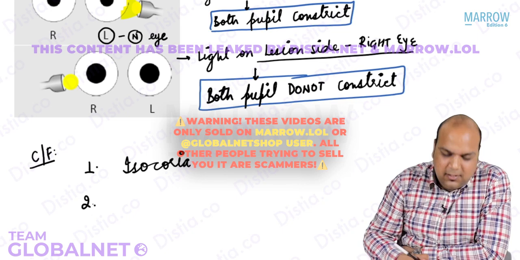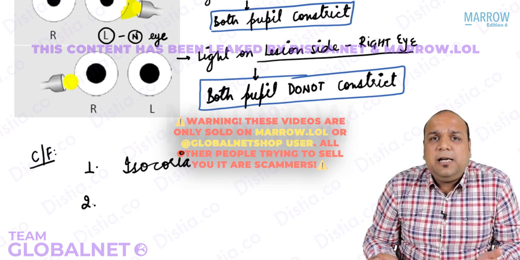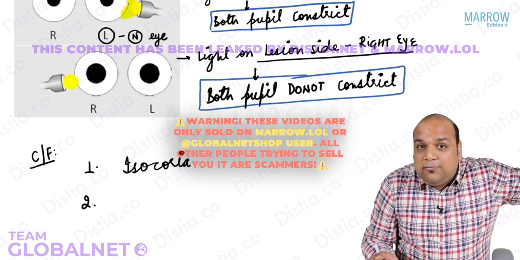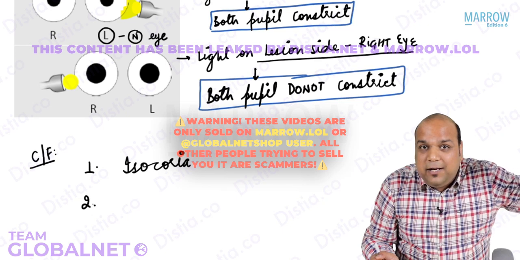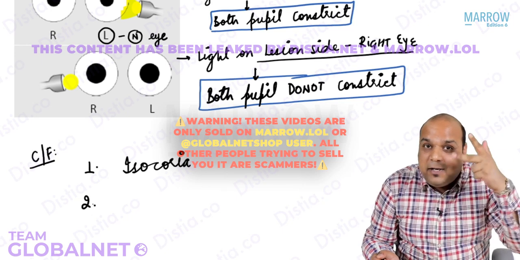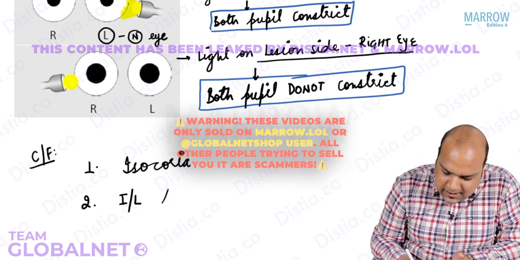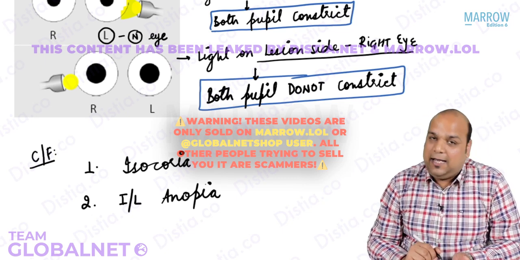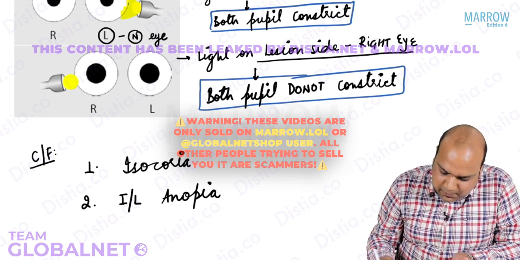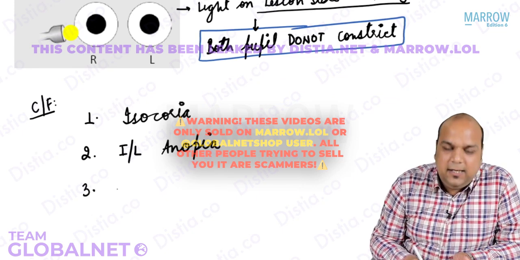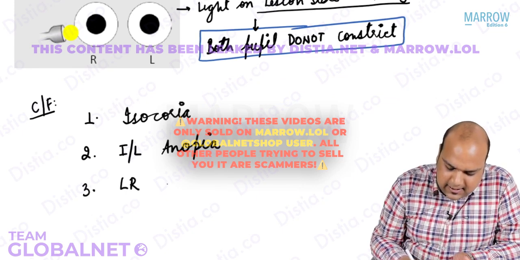Number two, everybody. This is a lesion of what, everybody? Complete lesion of optic nerve. Think back to the first part of the neuro-ophthalmology, everybody. Visual pathway lesion number one, optic nerve. If the optic nerve is cut, what will it lead to, everybody? Ipsilateral anopia. Yes or no? Isochoria, ipsilateral anopia. Number three, light reflex is absent.